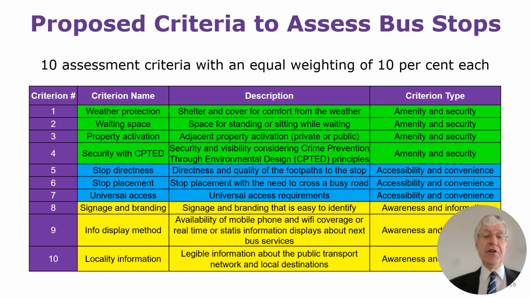The next 3 criteria are under the category of accessibility and convenience, with stop directness for access along high-quality footpaths, the stop placement for convenience and the need to cross a busy road, universal access design principles to provide for all customer mobility needs. And the last 3 criteria are under the category for customer awareness and information, with the consistent application of signage and branding, the method of display of the customer information, and the availability of information about local destinations.